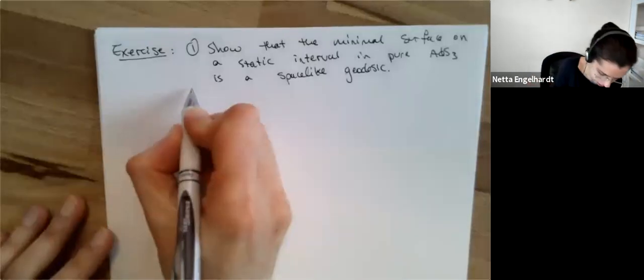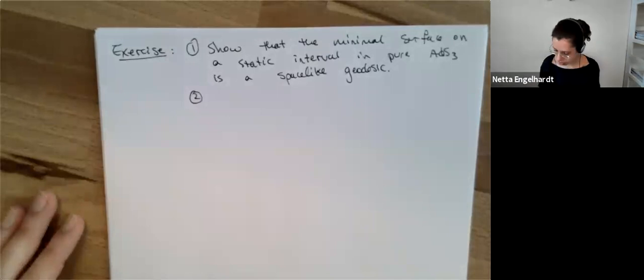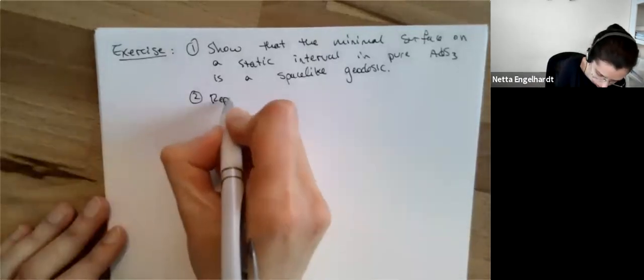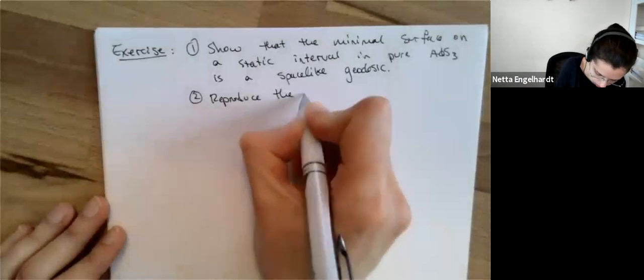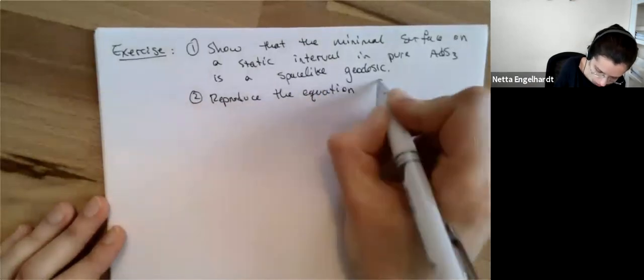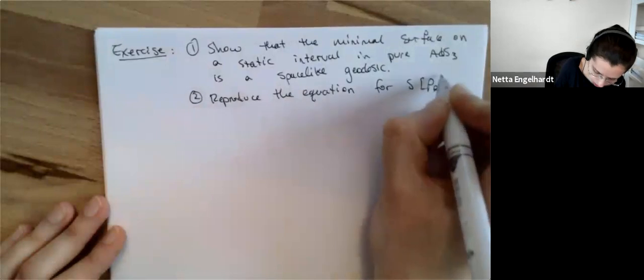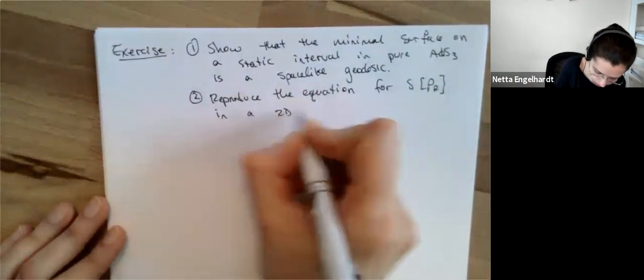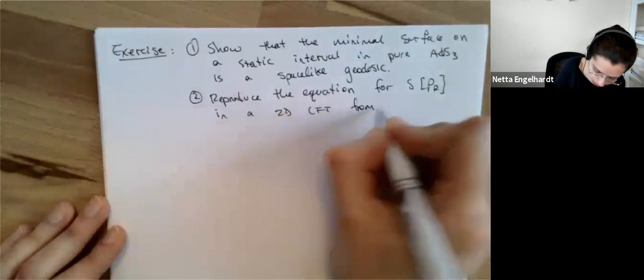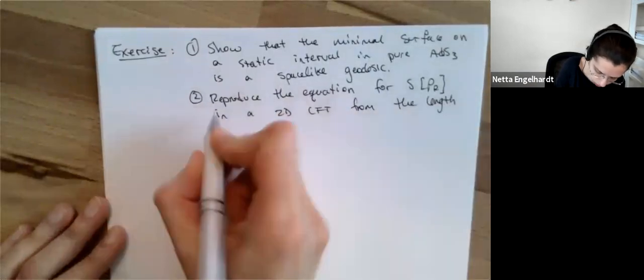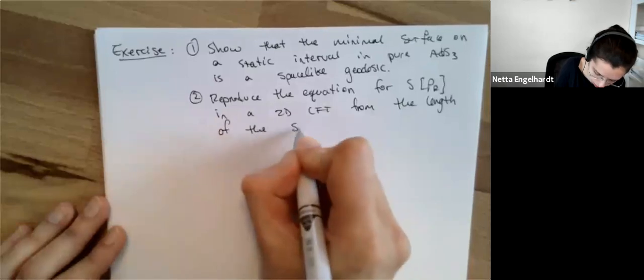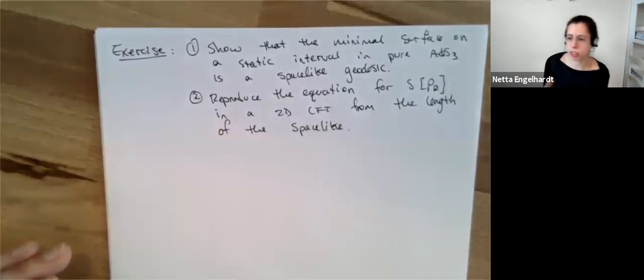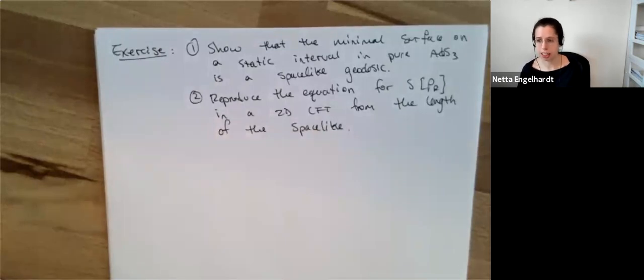And the next thing to do, which is not very hard once you've done that, is to reproduce the equation for S of rho R in a 2D CFT from the length of the space-like geodesic. Of course, we typically talk about area, but here the bulk is 2 + 1 dimensional. So you could still call it area, but it's a little funny. So, it's really just a length. It's the element of a codimension 2 surface. It just happens to be a line in 3 space-time dimensions.